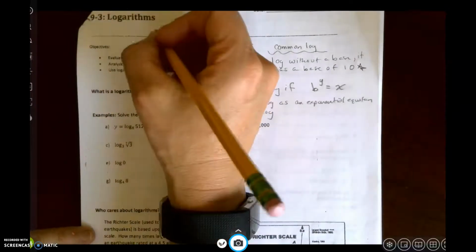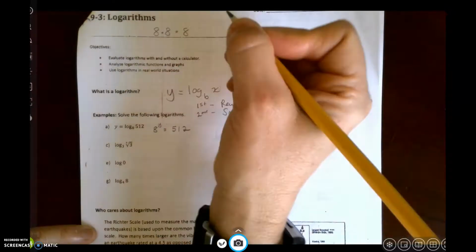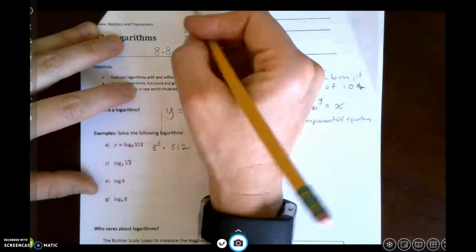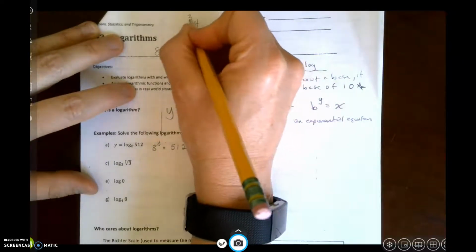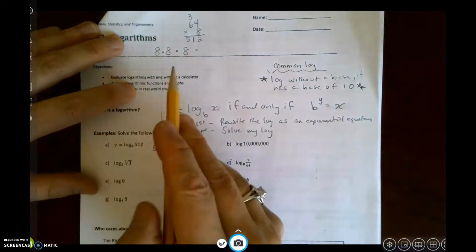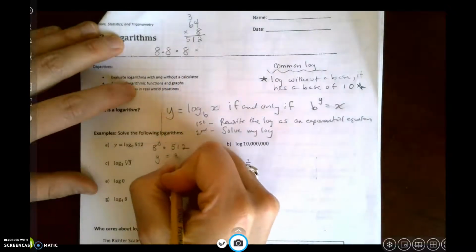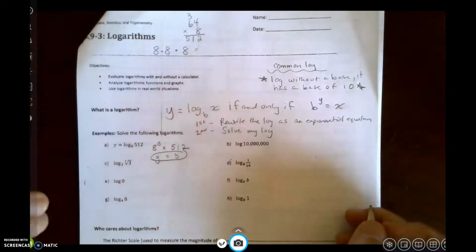So let's see. Let me do my work up here. I have 8 times 8 is 64, times 8. Let's see, what is 64 times 8? 8 times 4 is 32. 8 times 6 is 48, 49, 50, 51, 512. There you go. I had to multiply 8 by itself 3 times, so y equals 3. Let's go to part B.